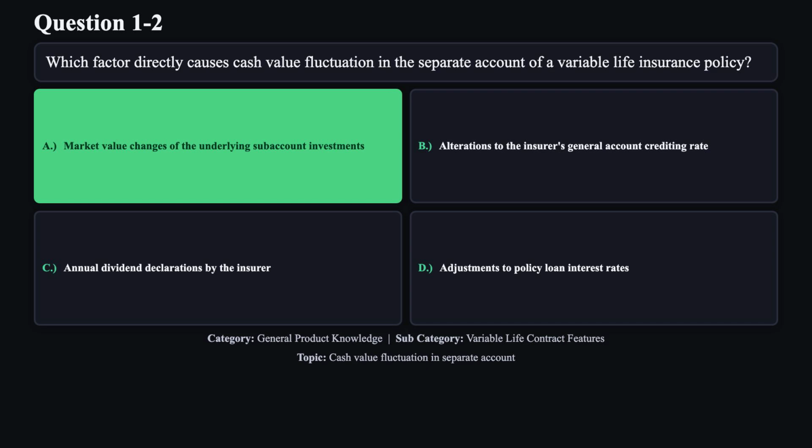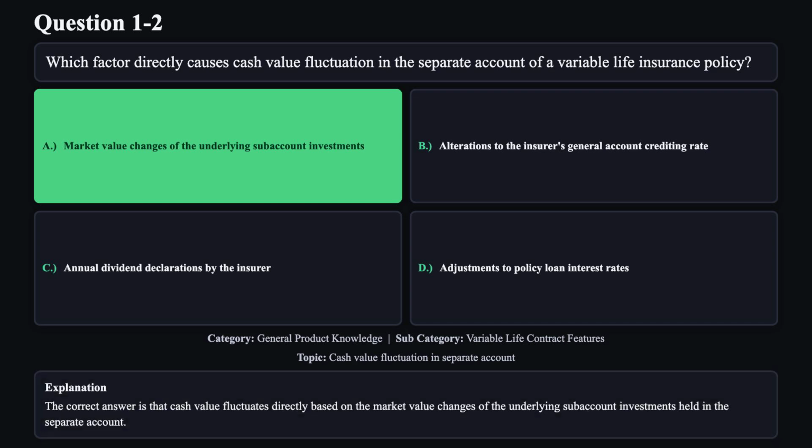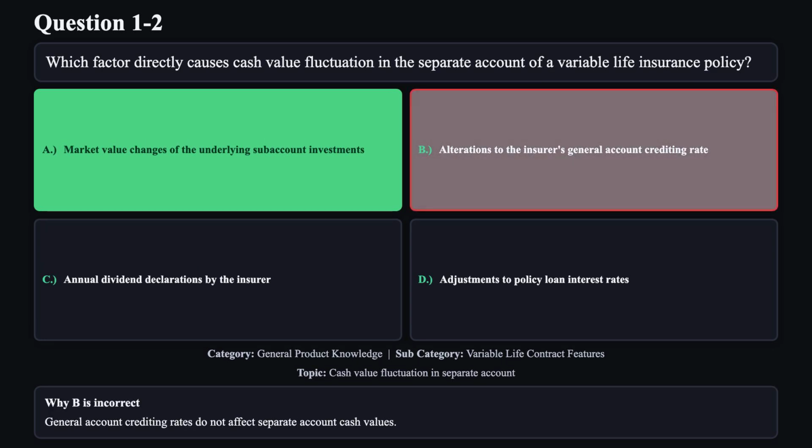The correct answer is A. The correct answer is that cash value fluctuates directly based on the market value changes of the underlying subaccount investments held in the separate account. Reason B is not correct. General account crediting rates do not affect separate account cash values.